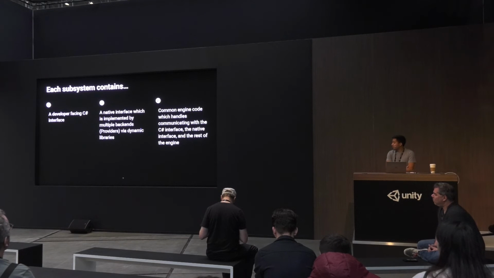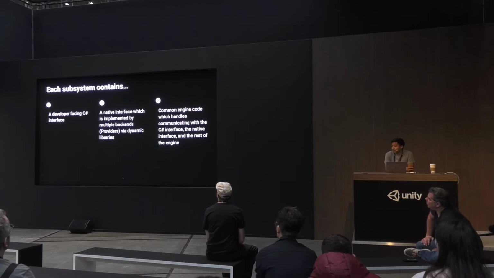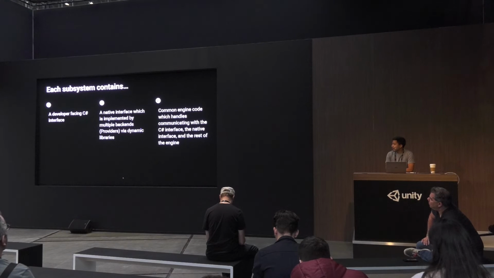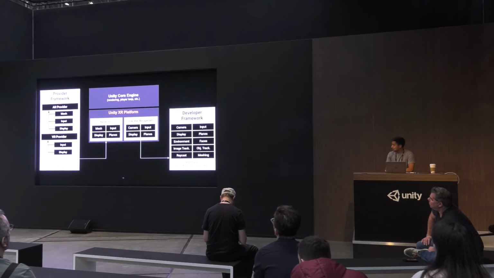So now let's break it down a bit deeper. Each subsystem contains a developer-facing C# interface and a native interface, which is then implemented by multiple backend providers via dynamic libraries, and then this interface layer where you've got common engine code, which handles communicating between the C# interface and the rest of the implementations by the providers, and then the rest of the engine. What does this look like visually? And I know this is a lot, but we'll take it step by step here.